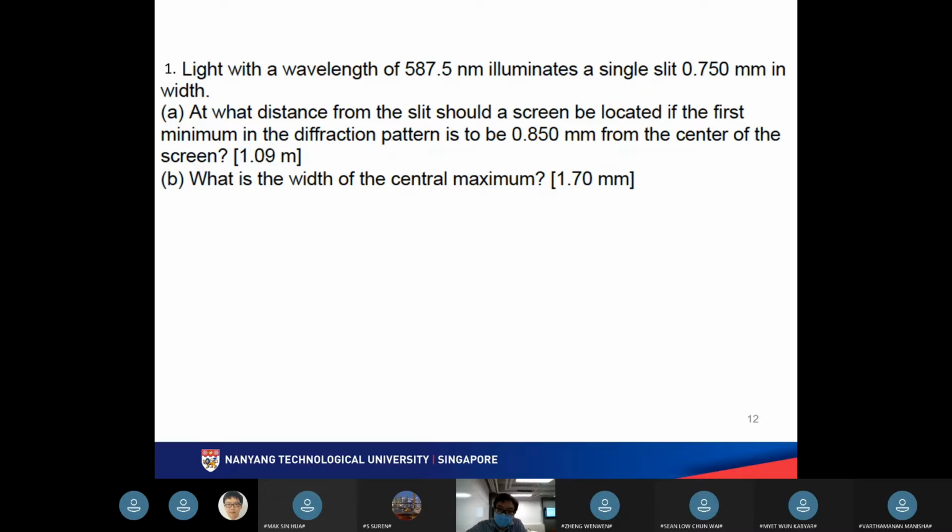First, let's consider light with a given wavelength that illuminates a single slit whose width is 0.75 millimeter. At what distance from the slit should a screen be located if the first minimum in the diffraction pattern is to be 0.85 millimeter from the central screen? What's the width of the central maximum? Okay, so two parts. Let's look at it one by one.